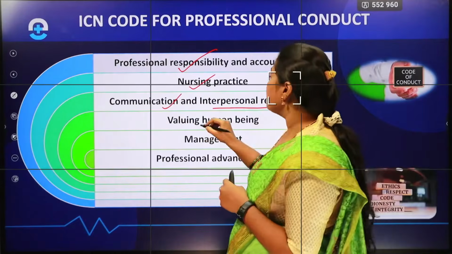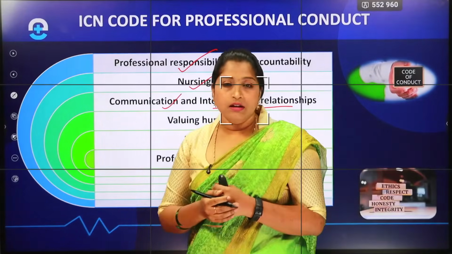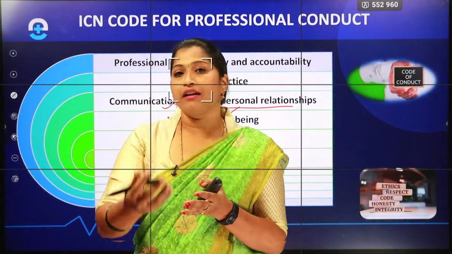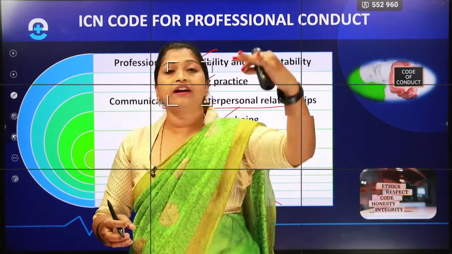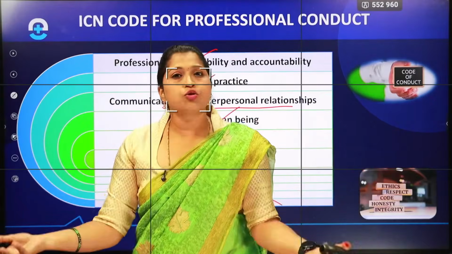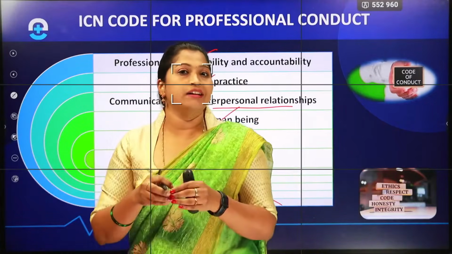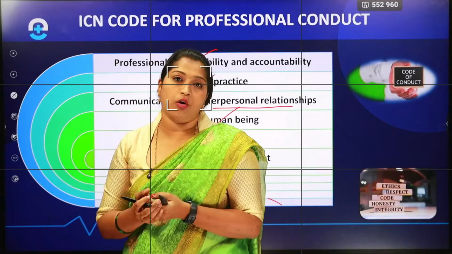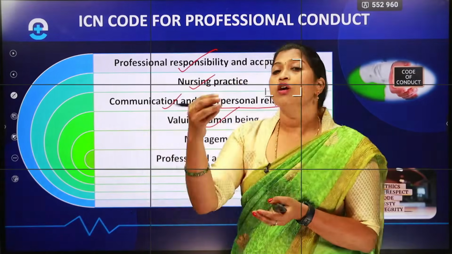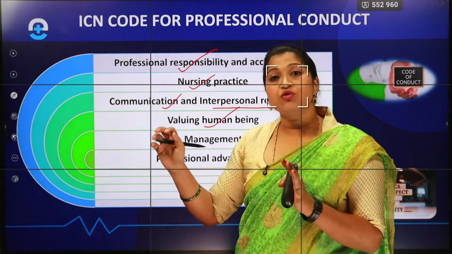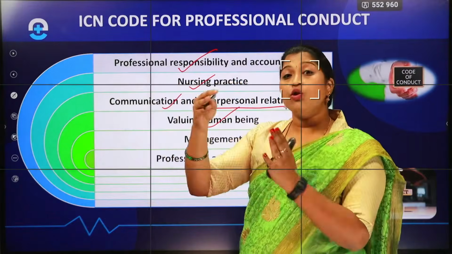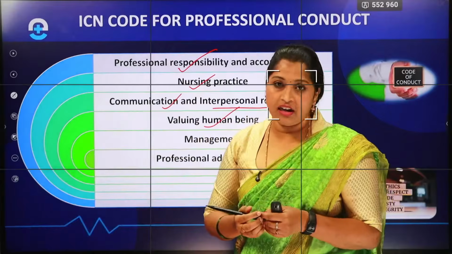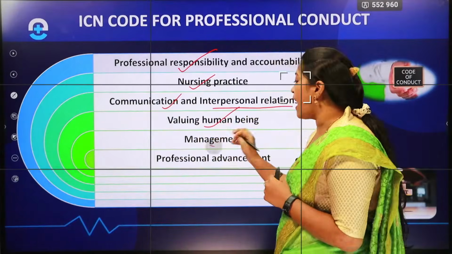The next one is valuing human beings, respecting all human beings as the same, and giving the care while respecting their values. Maybe there are many people from different cultures coming and being admitted to the hospital. We need to value their culture. We need to value them as normal human beings, treat them equally, and give the care. And the next one is management.